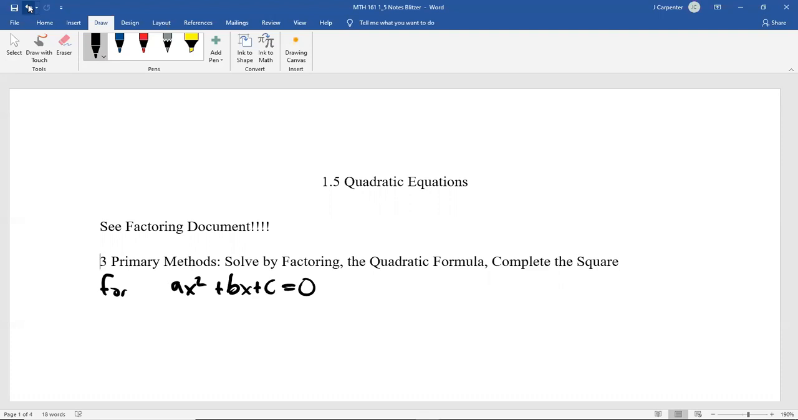So, how do we go through this? To solve by factoring, first step, move all terms to one side so that the other side is 0.